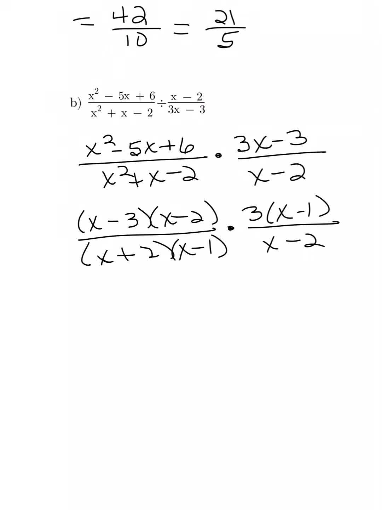So now we're going to look for common factors in the numerator and denominator that we can take out as our 1s. We have an x minus 2 in both places. We have an x minus 1 in both places. Now this leaves us with a simplified answer of 3 times the quantity x minus 3 over our quantity of x plus 2.